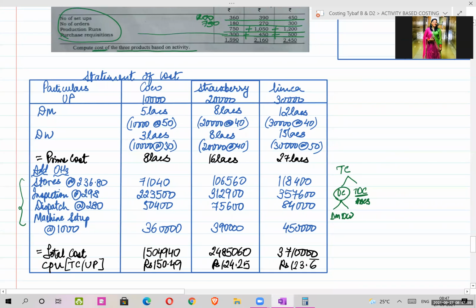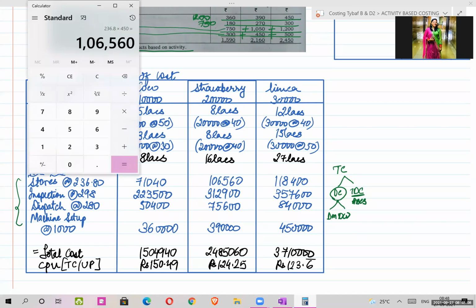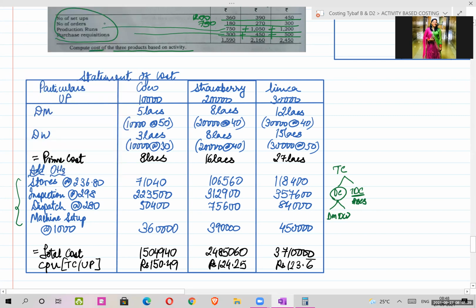So inspection is how much? Production runs. 750, 1050 and 1200. Okay. So 298 into 750, 2,23,500. 298 into 1050, 3,12,900. 298 into 1200. Okay, quantity multiplied with rate. Simple as that. Dispatch. Dispatch is what? Number of orders.